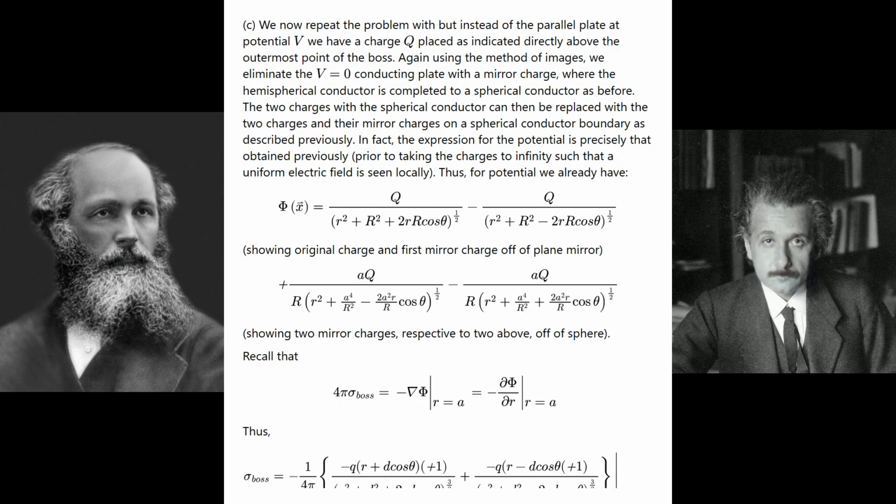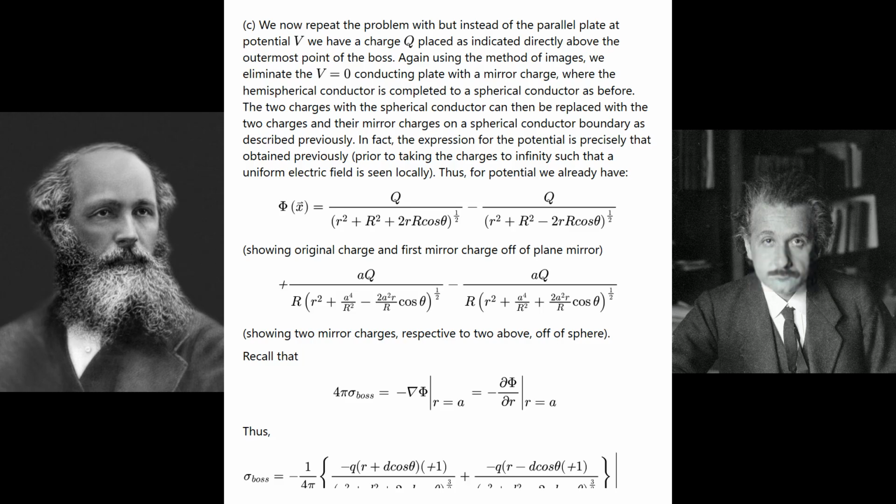C. We now repeat the problem, but instead of the parallel plate at potential V we have a charge Q placed as indicated directly above the outermost point of the boss. Again, using the method of images, we eliminate the V equals 0 conducting plate with a mirror charge, where the hemispherical conductor is completed to a spherical conductor as before. The two charges with the spherical conductor can then be replaced with the two charges and their mirror charges on a spherical conductor boundary, as described previously.